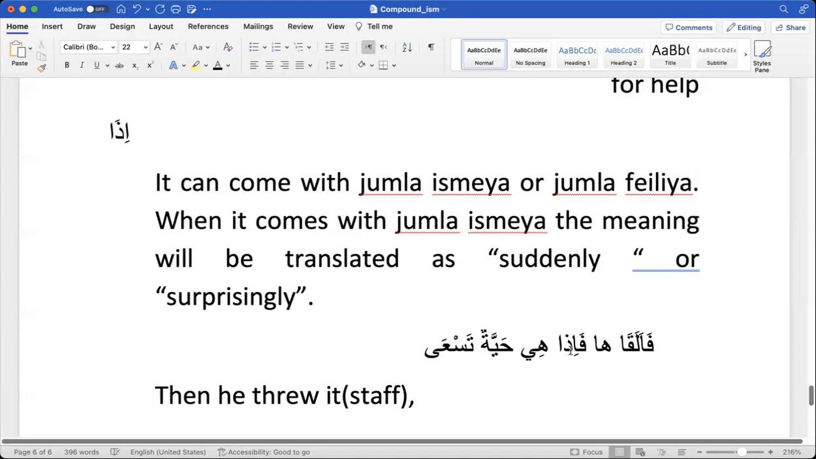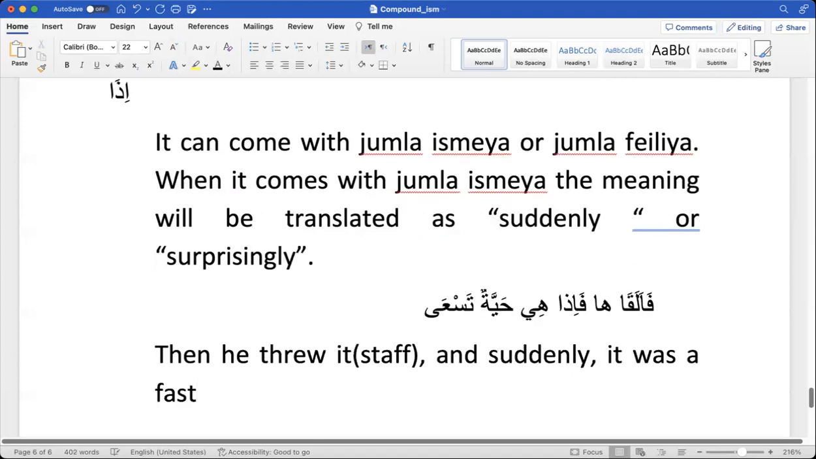Now this Iza is coming before Jumla Ismiya, so the meaning will be suddenly. You can say "and suddenly". The suddenly is coming because Iza is followed by Jumla Ismiya. Hayyatun means snake. So suddenly it was a snake which moved very fast. It was a fast moving snake would be better.